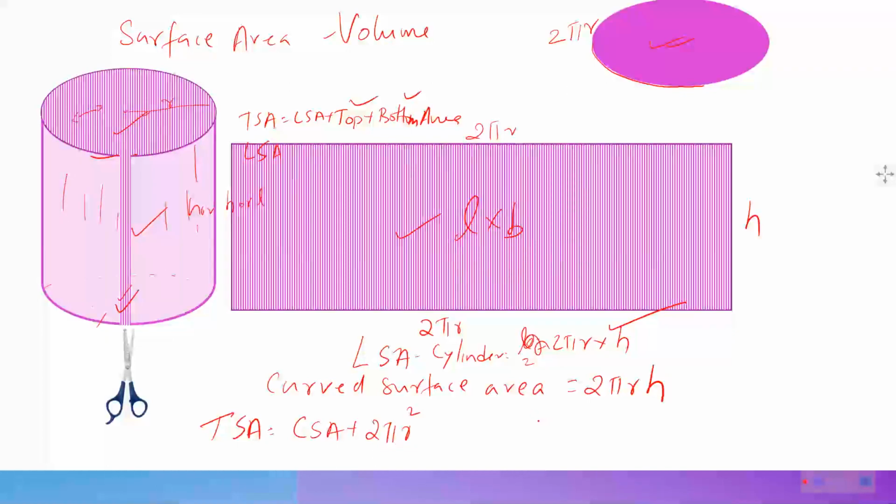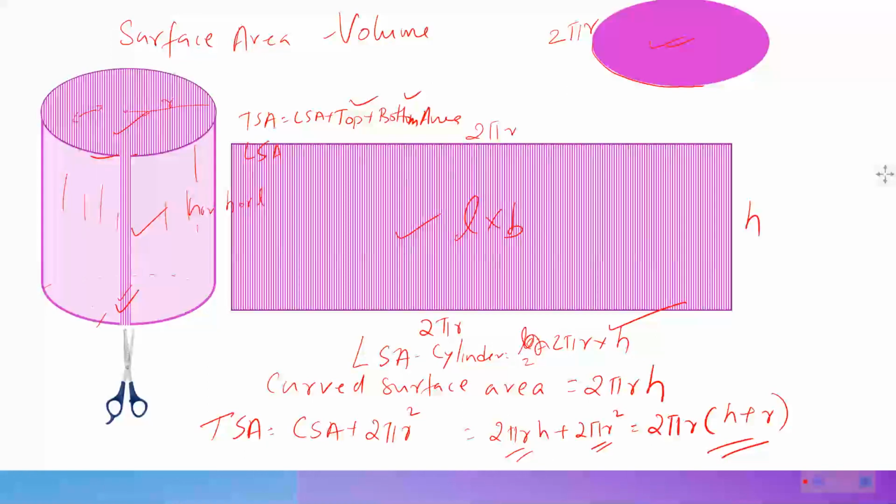for the top and the bottom. That means 2 pi r h plus 2 pi r square. Here 2 pi r is common, so we can simply write 2 pi r into h plus r. This is the formula to calculate total surface area of a cylinder.